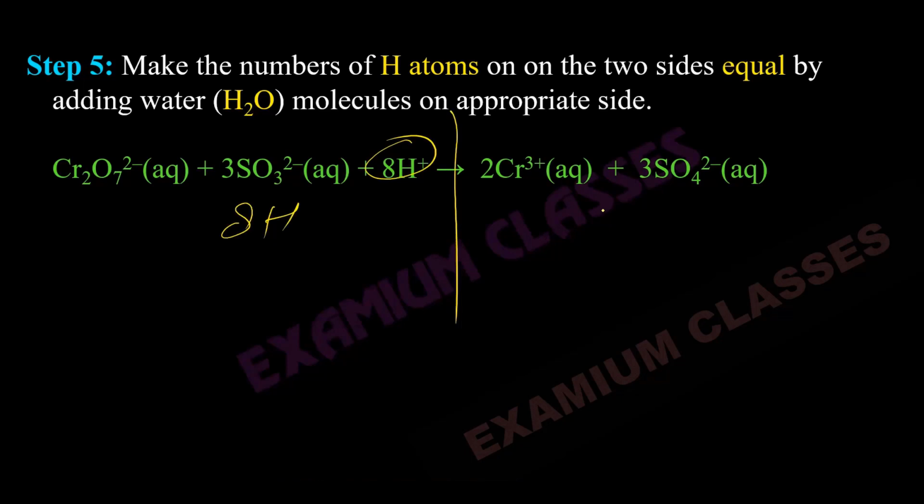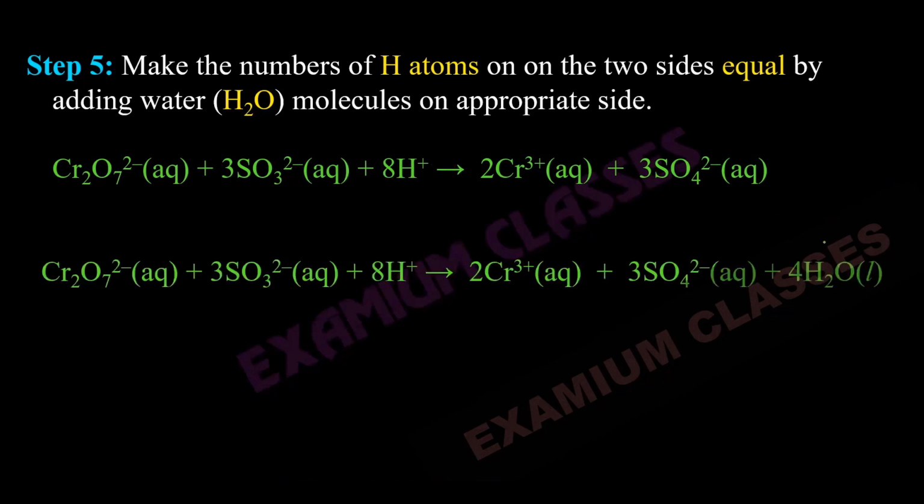On the right-hand side, I don't have any hydrogen. None. So it means I have to add 4H2O. I have to add water molecules to balance the hydrogen. 4H2O will have 8 hydrogens. Now I have 8 hydrogens. Oxygen will get balanced automatically. So if I add 4H2O on the right hand side, I have the same number of hydrogen atoms on the left hand side and right hand side. And you will see that oxygen will get balanced automatically.